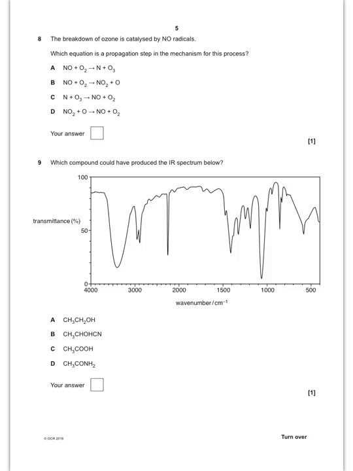So you need to know the equations for the breakdown of ozone by NO radicals. If you know that, you've got to know those two equations. The answer for 8 is D. And then you are producing an NO free radical there. Which molecule could have produced the IR spectrum? Well, if you have a look through, you have got an OH group there, and you also have a CN group coming in there, so your answer is going to be B.